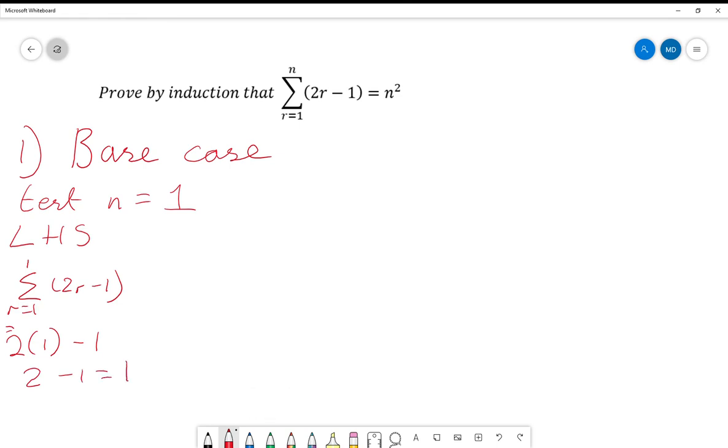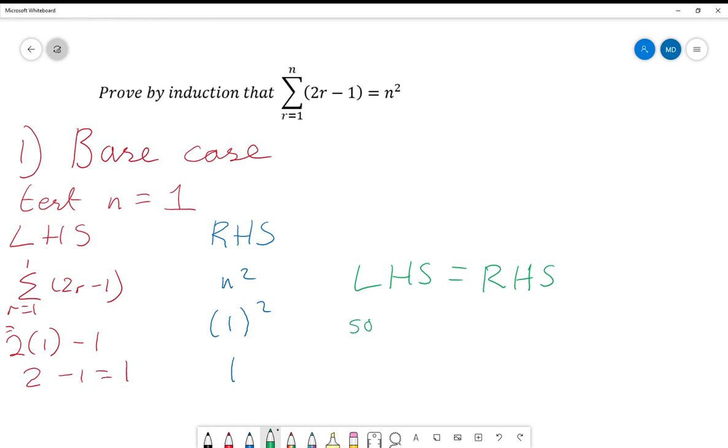We need to show that the right-hand side is also 1. So the right-hand side is just n squared. So we're looking at 1 squared, which is also 1. And we have both are 1. So the left-hand side is equal to the right-hand side. So the claim is true for n equals 1, and this is our first result. We've proven the base case, so we've proven it's true at all.